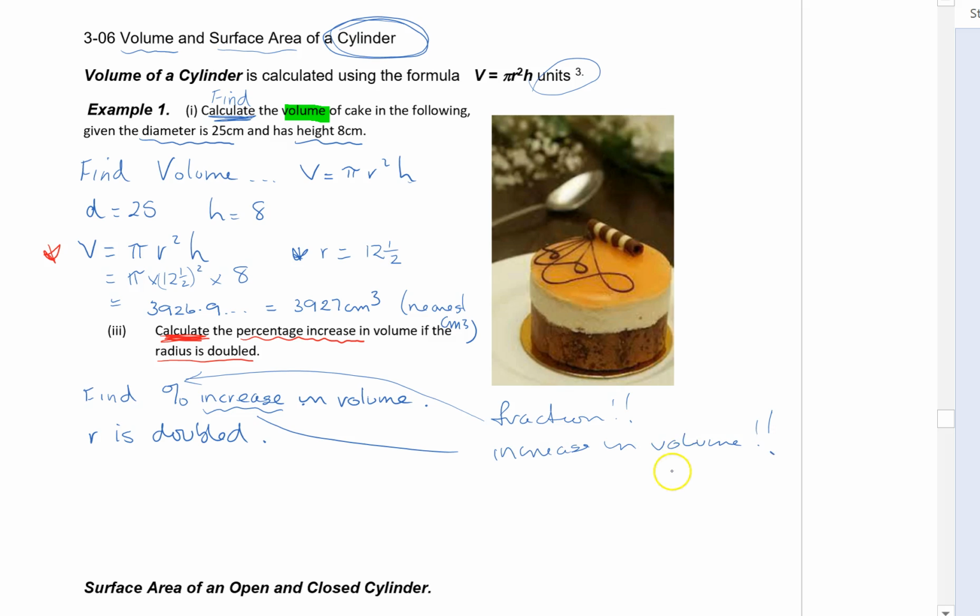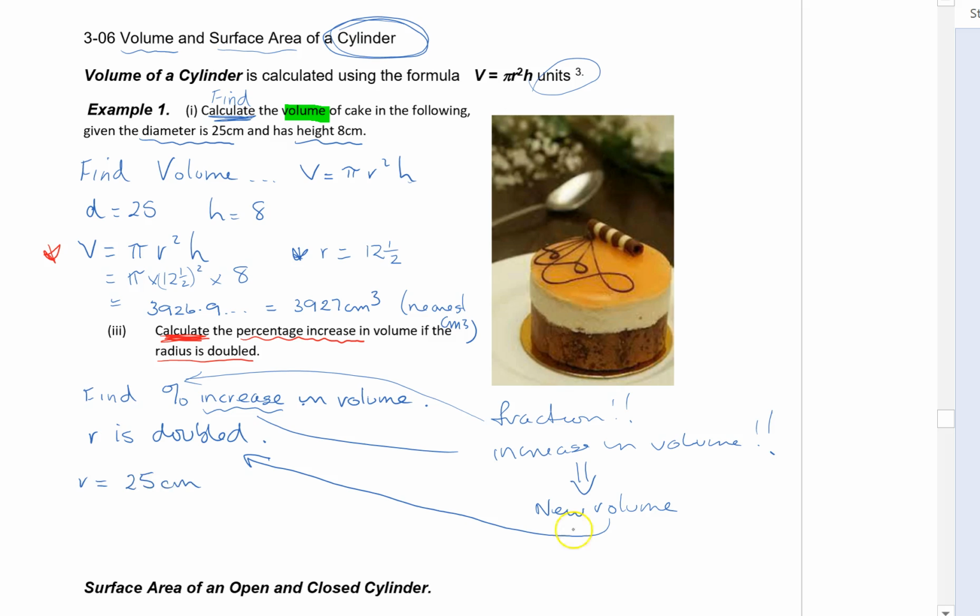An increase in volume? There was my previous volume. How do I know what the volume has increased to? That suggests that I've got to find a new volume. How will I find a new volume? I'll find it using this piece of information that I've been given, that the radius is doubled. What does that mean the radius is equal to? It was equal to 12.5. Now the radius has to go to 25.